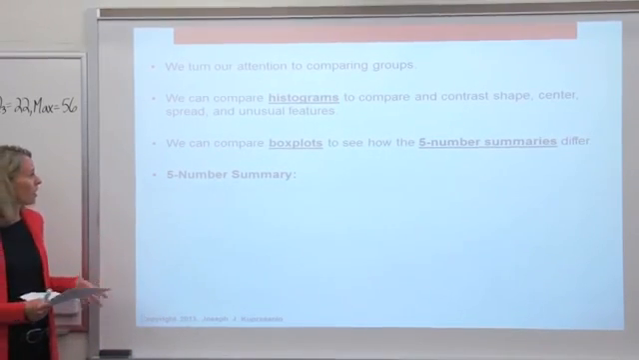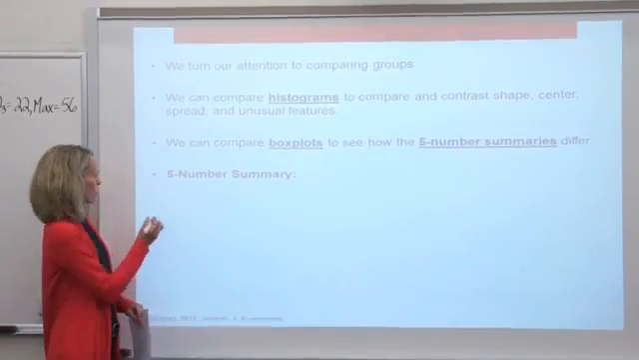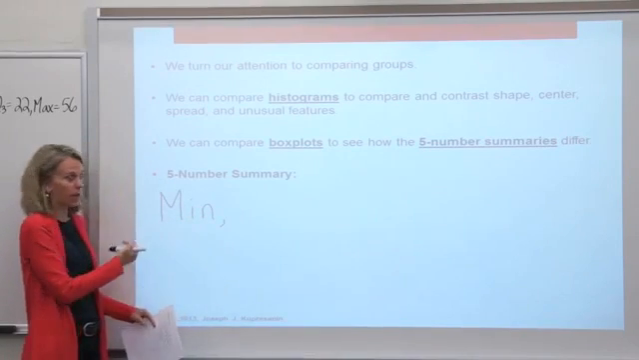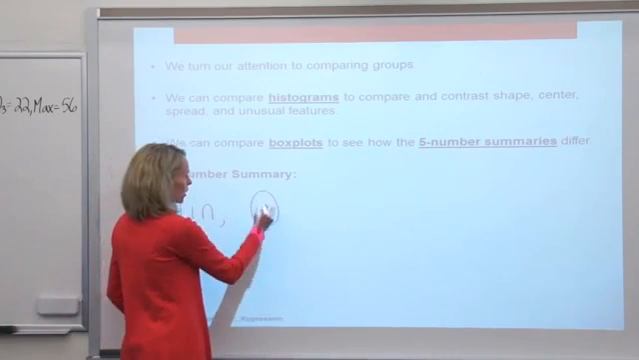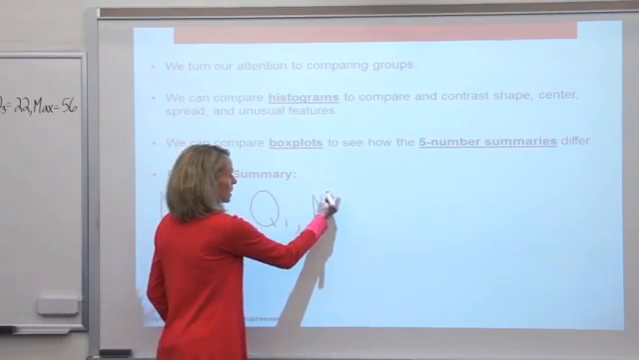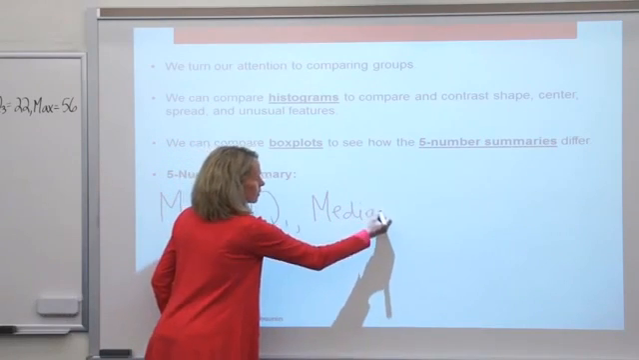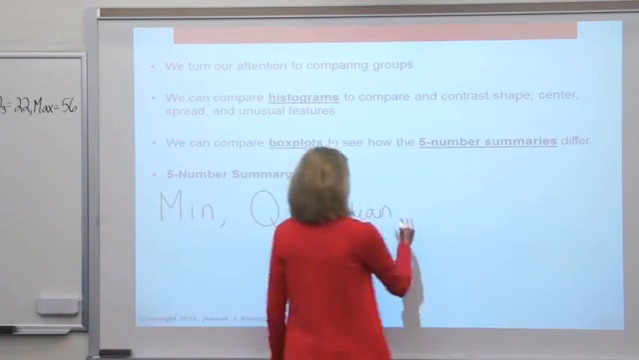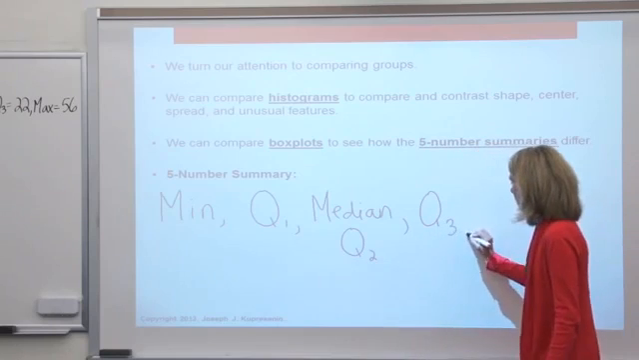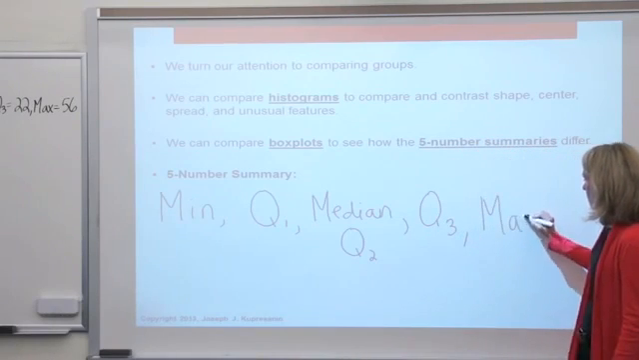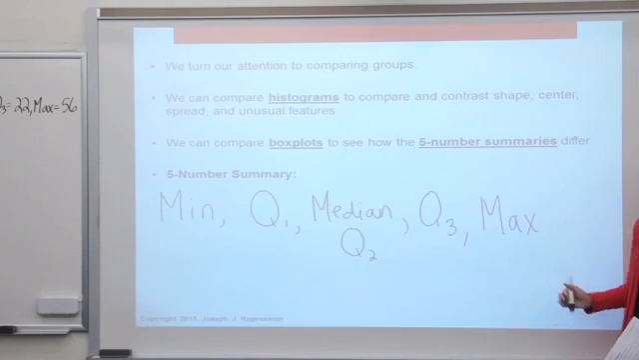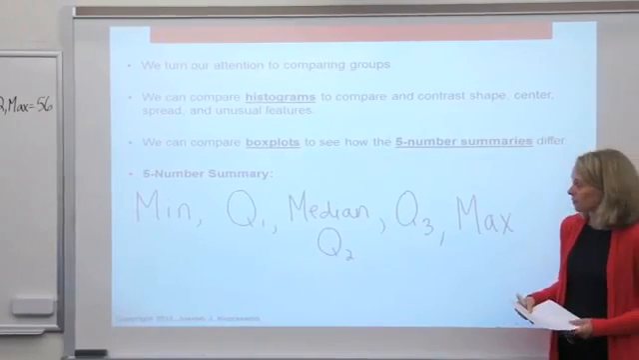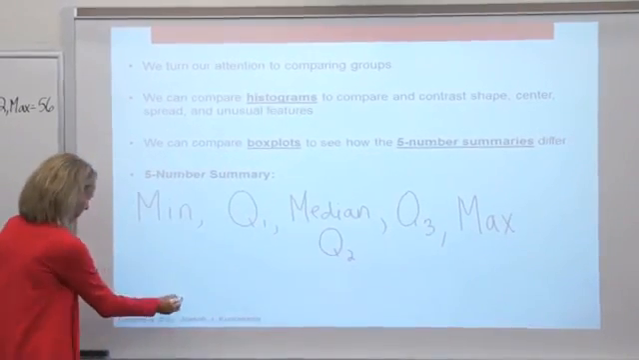The 5-number summary is just 5 numbers from your data. It consists of the smallest observation in your data set, or the minimum value, the first quartile, the median, which is also the second quartile, the third quartile, Q3, and then finally the largest observation in your data set, or the maximum value. So these 5 numbers represent what's called the 5-number summary for your set of data. So let's look at an example.